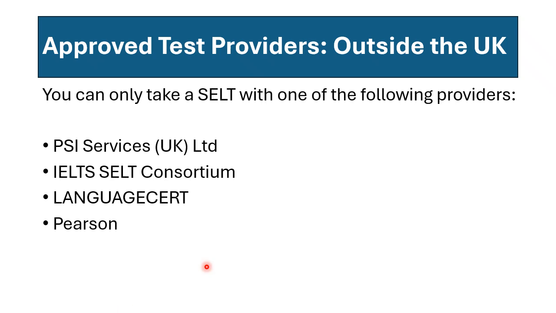But if you are outside the UK, for example, you are working towards getting a skilled worker visa or HPI visa, then obviously you apply from outside. So these are some of the centers that you can find close to you. Ask the embassies, British Council, British Embassy, and they can tell you the details. PSI Services UK Limited, IELTS Consortium, that's Language Cert, and Pearson. This is the only one which is different, because inside it is Trinity College. Trinity College is not available outside the UK.